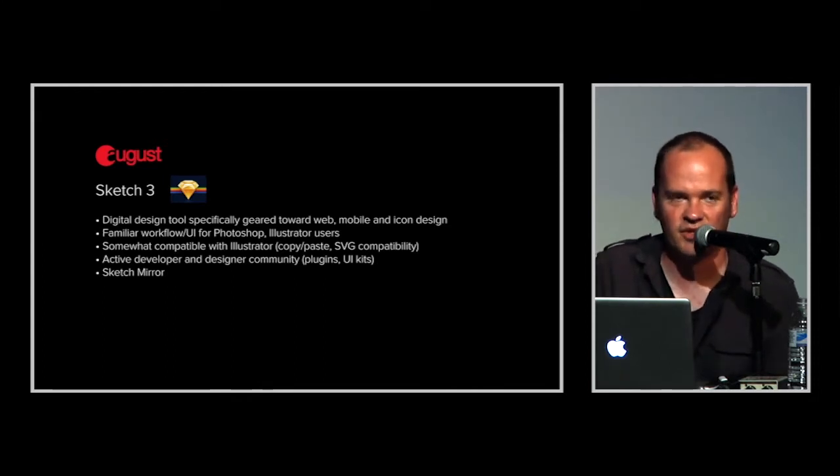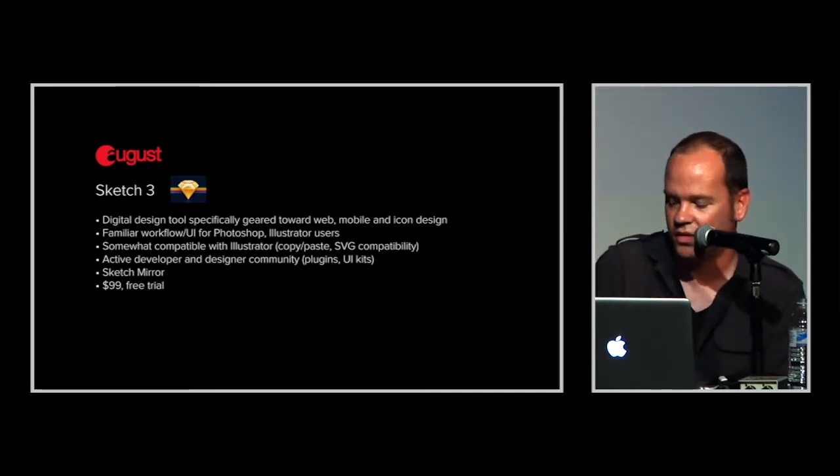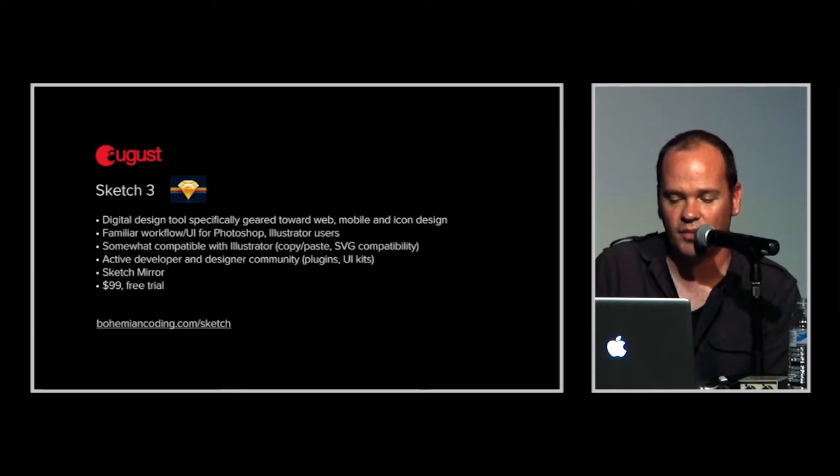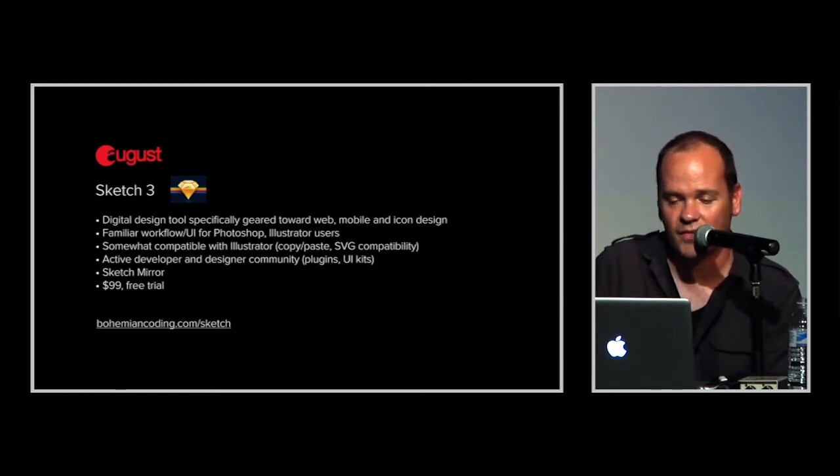We're not going to show this tonight, but there's a thing called Sketch Mirror, which you can run on your phone, and you can live demo your comps right on your phone, which is pretty cool. And finally, Sketch isn't that expensive. It's only $99, and it also has a free trial, so it's easy to check out. You can get it from Bohemian Coding, which I believe is a startup here in the city, bohemiancoding.com/sketch. So that's Sketch 3.